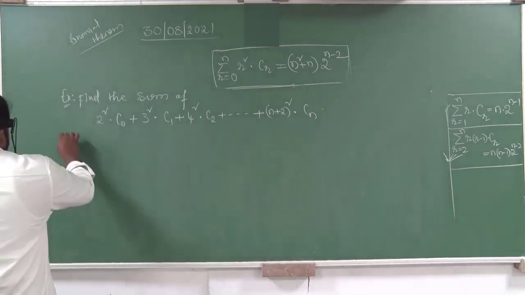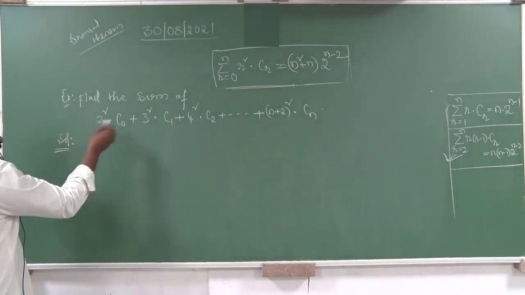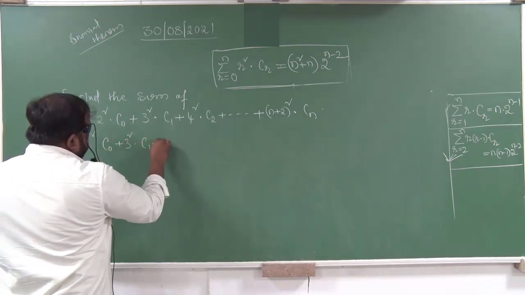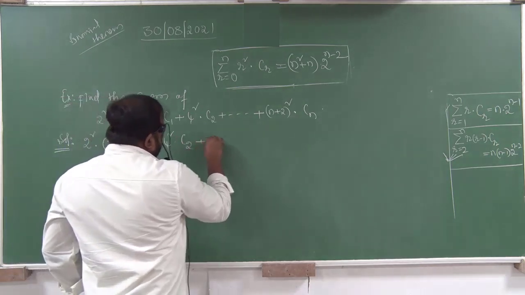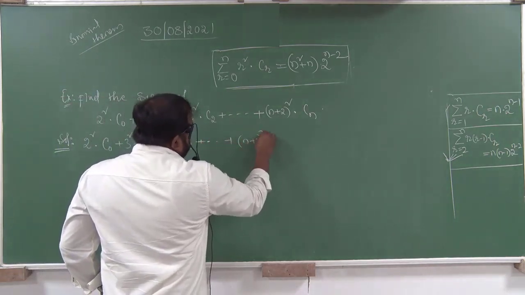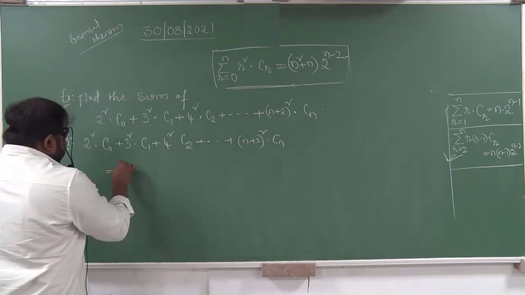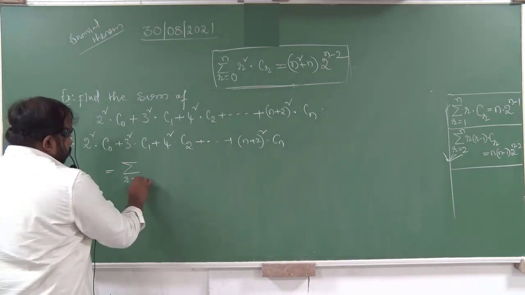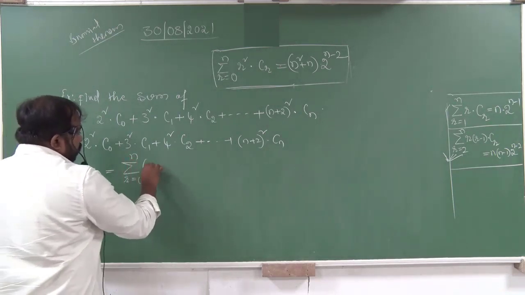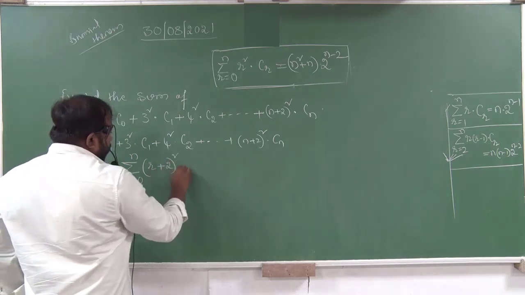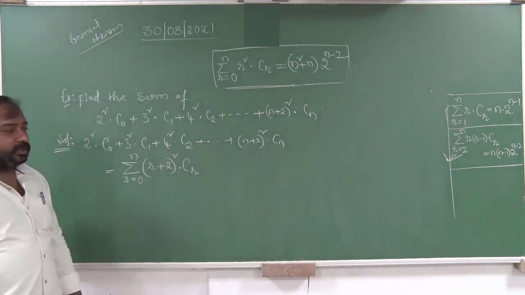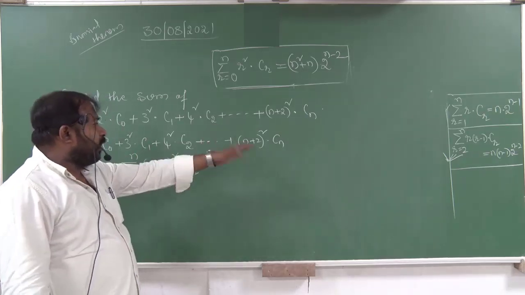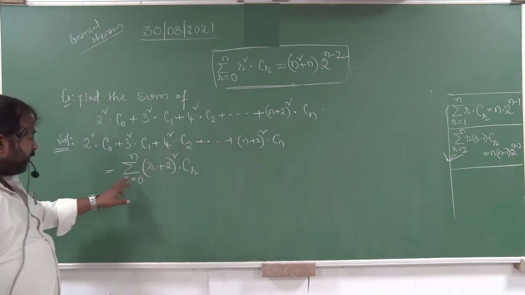Listen, how can you find this total value? My requirement is 2 square into C naught plus 3 square into C1 plus 4 square into C2 plus and so on plus n plus 2 whole square into Cn. This value I can write as sigma r is equal to 0 to n, r plus 2 whole square into Cr. Can I mention it like this? This is the nth term, with r going 0, 1, 2, up to n.